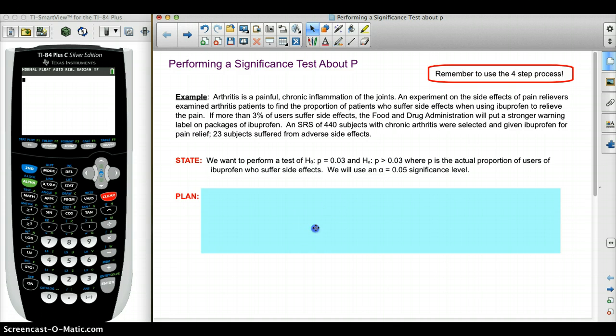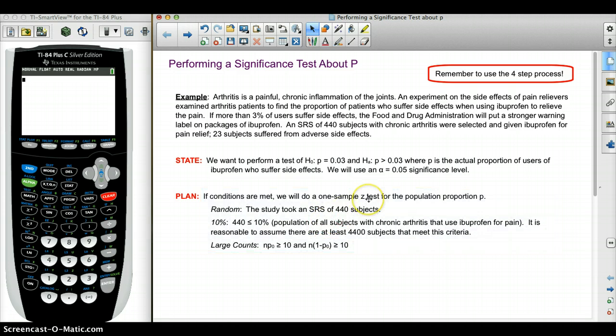So your plan, remember your plan, is that if conditions are met, we will do a one-sample z-test for the population proportion p. So the first condition to check, because in the plan piece you want to make sure you do your checking of conditions, is it random? Well, yes it is. The problem tells you up above that an SRS of 440 subjects was taken.